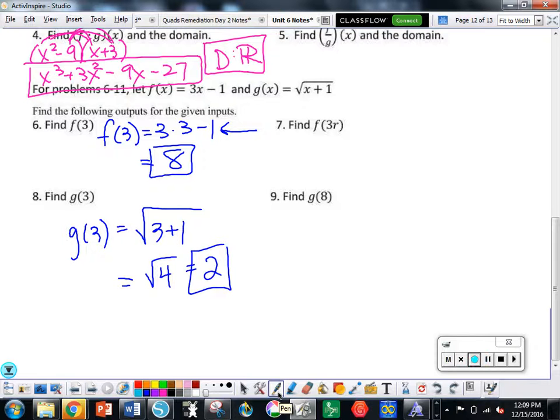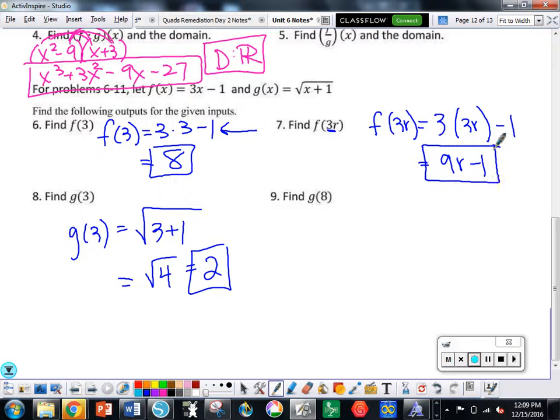What about number 7? Is it possible, pause, turn around. Is it possible to plug a function into another function? Yes. So let's try that one. Looking at the f function, everywhere there is an x, what do you plug in? And then you simplify as far as you can. So it would be 9r minus 1. Of 3r? I would prefer it, yes. All right, next page.